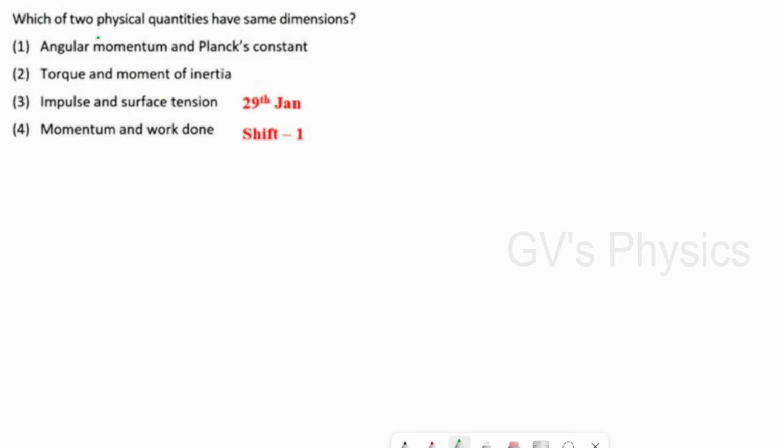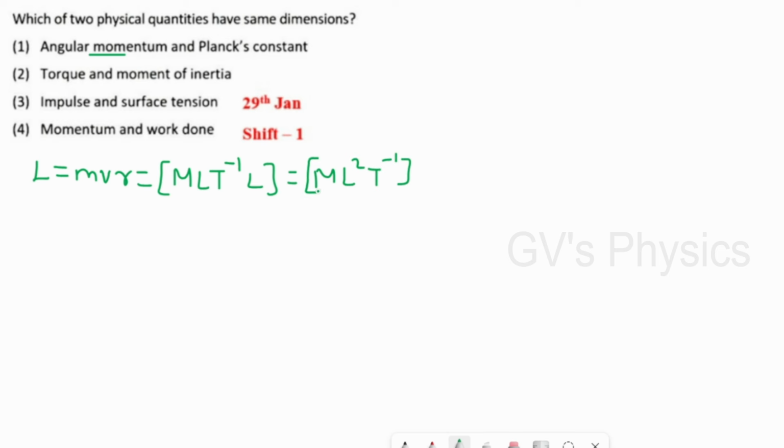Next one, which of the two physical quantities has the same dimension? So first we have to find the dimension formula for all these quantities. So first we'll start with angular momentum. For angular momentum, in the previous problem we have seen the dimension formula, so we'll repeat it again. For angular momentum, mvr. So for mass, M, and for velocity, L T power minus 1, and for length, L. So that will be M L square T power minus 1.